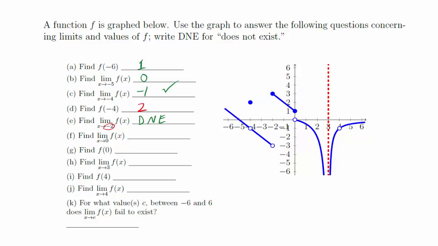For part F, the limit as x approaches 0, I'd like you to do that one on your own. Now first, look at the limit as x approaches 0 from below, and then compute the limit as x approaches 0 from above, from the right. If they agree, that is your limit. If they do not, then it does not exist.